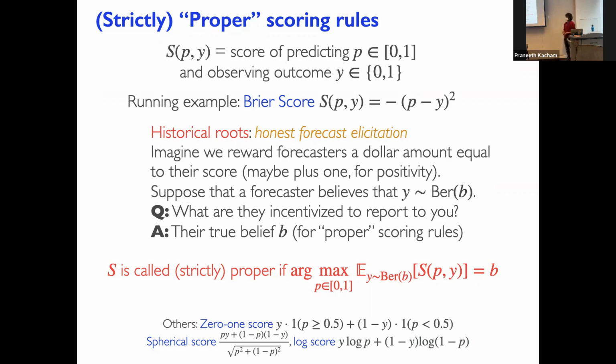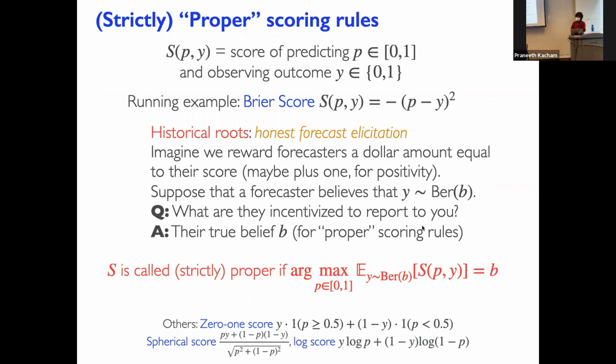Since I'm dealing in this talk with binary events, it's like saying if Y is drawn from a Bernoulli B, if I think that it's a Bernoulli with 60% probability, what should I actually tell you? Should I say 60 or should I say 65? And it turns out that if you want to maximize your expected reward, you'll actually just tell me the truth. You'll tell me 60. That's the motivation behind the scoring rules.